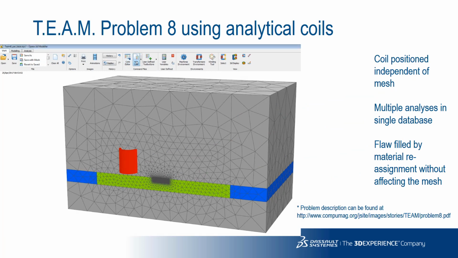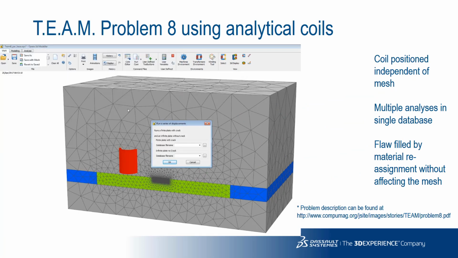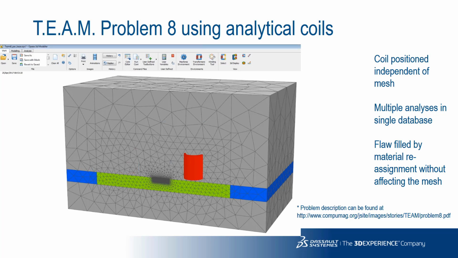Here we can see how the analysis database is prepared for T.E.A.M problem 8. We're running a script in Opera which places the coil at each of the positions defined in the T.E.A.M problem 8 specification. Because the analytical coil is independent of the mesh, the mesh doesn't change as the coil is repositioned, which is a requirement if we want to eliminate mesh discretization errors for the most accurate results.